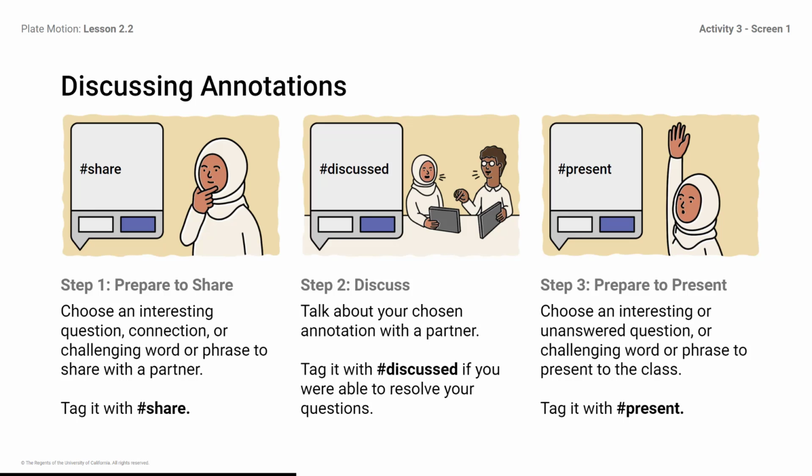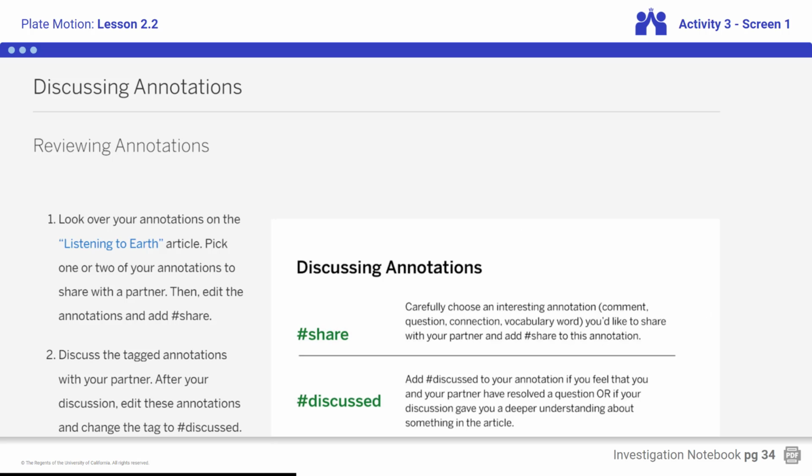Step 3, prepare to present. Choose an interesting or unanswered question or challenging word or phrase to present to the class. Tag it with hashtag present. If you have a digital partner, discuss your annotations.